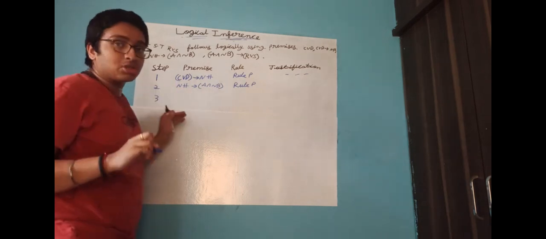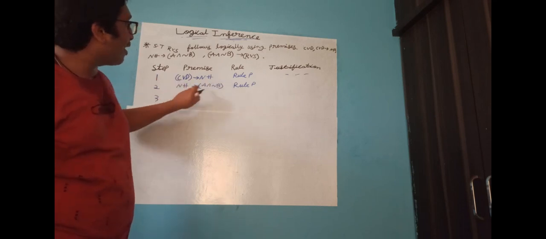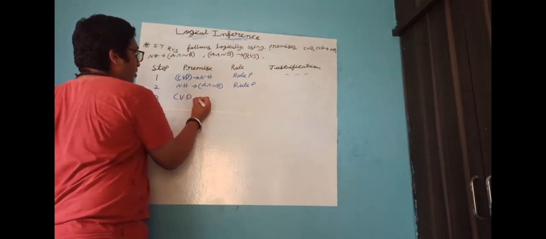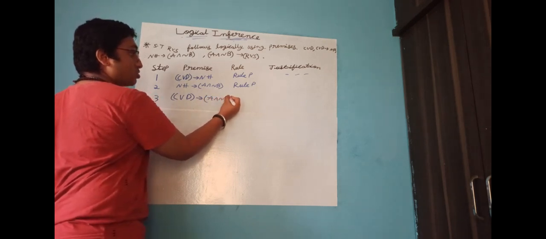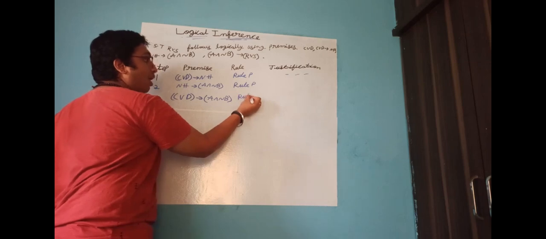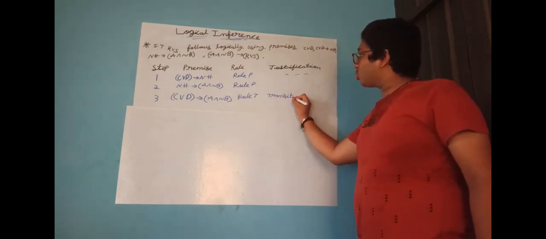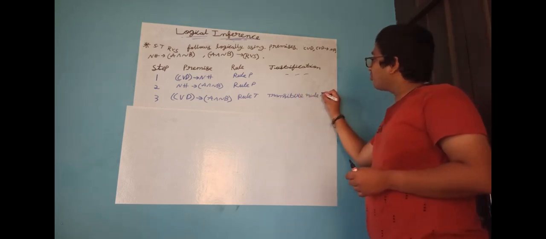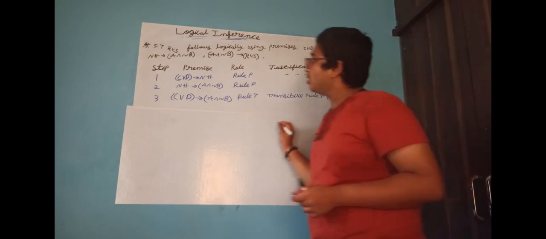Now, don't introduce another premise. If you observe this one, it is in the form of the transitive rule: P implies Q and Q implies R, so what can you write? P implies R. That is, C or D implies A and negation B. This is rule T. What is the justification? Which rule are you using? Transitive rule. And don't simply write transitive rule; you need to write for which steps you applied it to get that one. Transitive rule for steps 1 and 2.